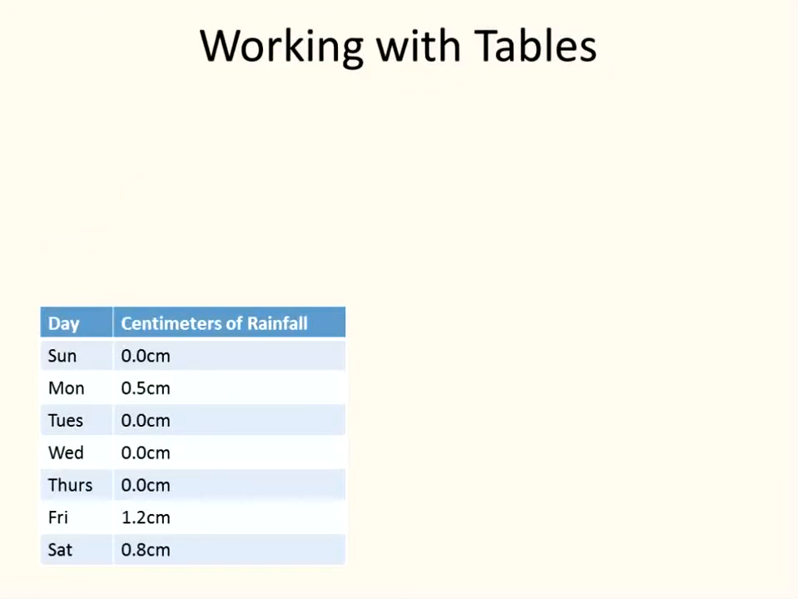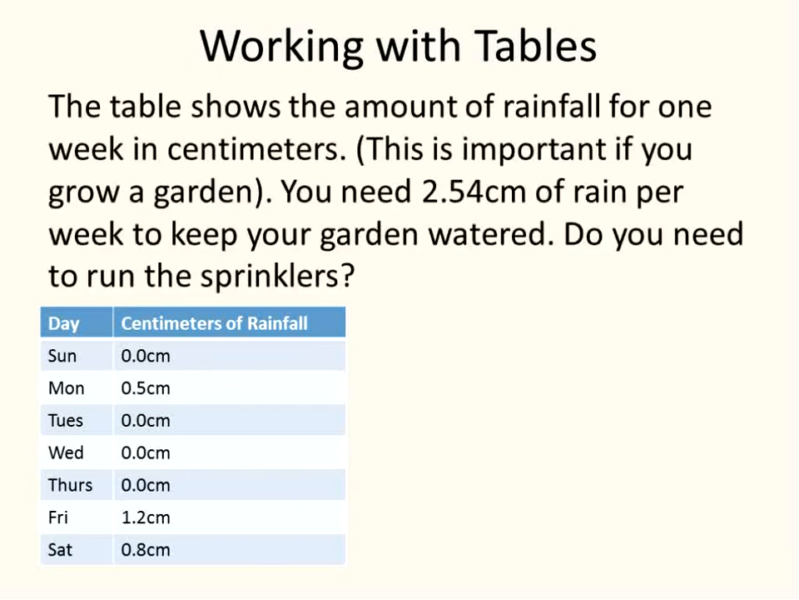All right, now we're going to look a little bit at tables, and then we'll talk about money again later on because money's relevant. So here's a table. This table shows the amount of rainfall for an entire week: Sunday, Monday, Tuesday, Wednesday, Thursday, Friday, Saturday. The centimeters of rainfall.